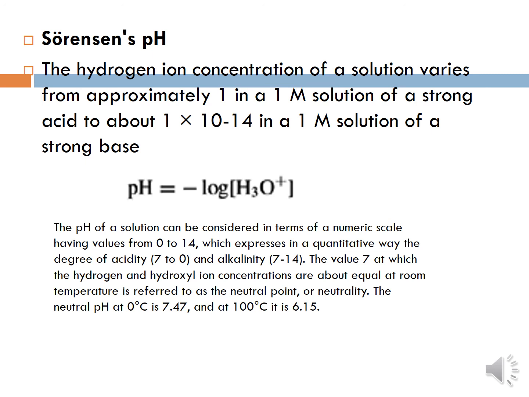So the pH is equal to the minus log hydronium ion concentration, and this concentration is equal to 10 to minus 7 for both the hydronium ion and the hydroxyl ion. And the total multiplication of these two, hydronium ion times hydroxyl ion, equals 10 to minus 14 molar.